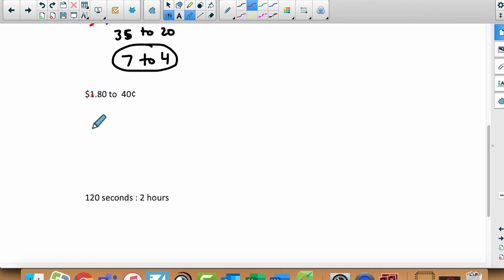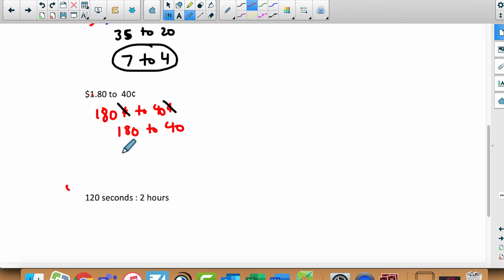$1.80 is how many cents total? Every dollar is 100, plus another 80 is 180 cents. And we're comparing that to 40 cents. Great, we have them both with cents. So what can we do with the cents now? Get rid of it. We don't want to include the units. So our answer is 180 to 40, except for one thing. That's not in lowest terms. So how can you get it in lowest terms?